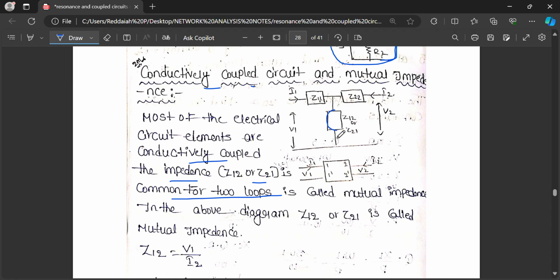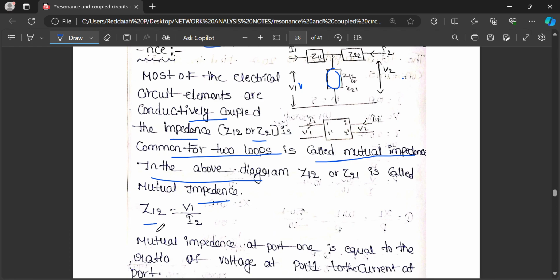You can see it is Z12, with V1 and V2. The impedance between this and this is Z12 or Z21. It is Z11, Z22. The impedance Z12 or Z21 is common for both loops, and that is called mutual impedance. From that only mutual inductance will come. Z12 or Z21 is called mutual impedance.